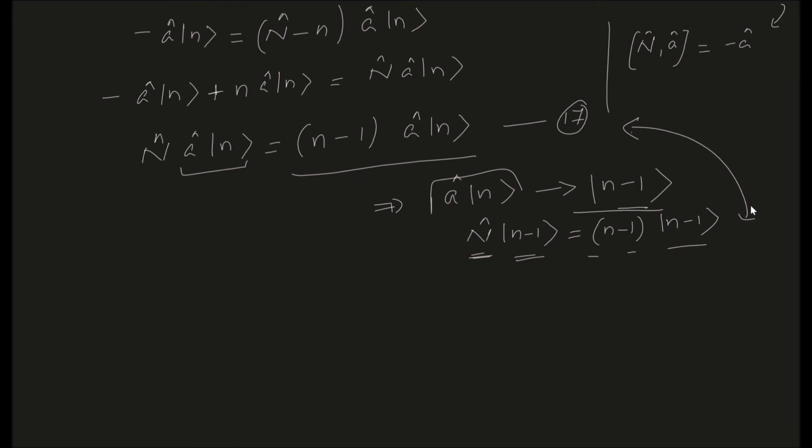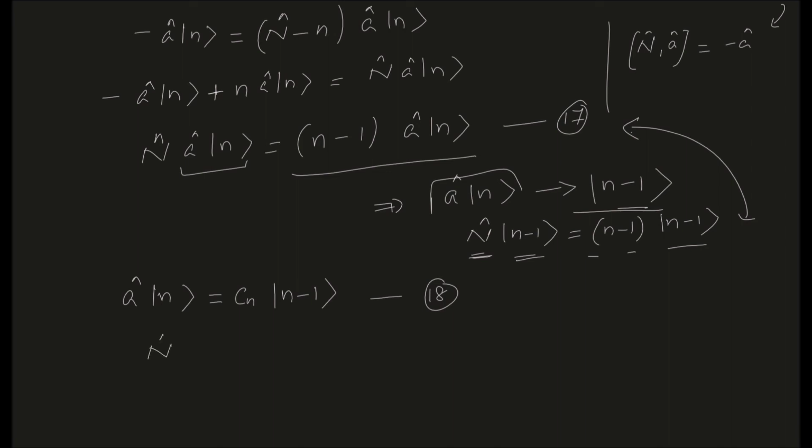So that means this a|n> and this |n minus 1> eigenstate are the same up to some multiplicative constant. So you can write a|n> equal to some constant c_n times |n minus 1>. So let's put some number. This is equation 18.